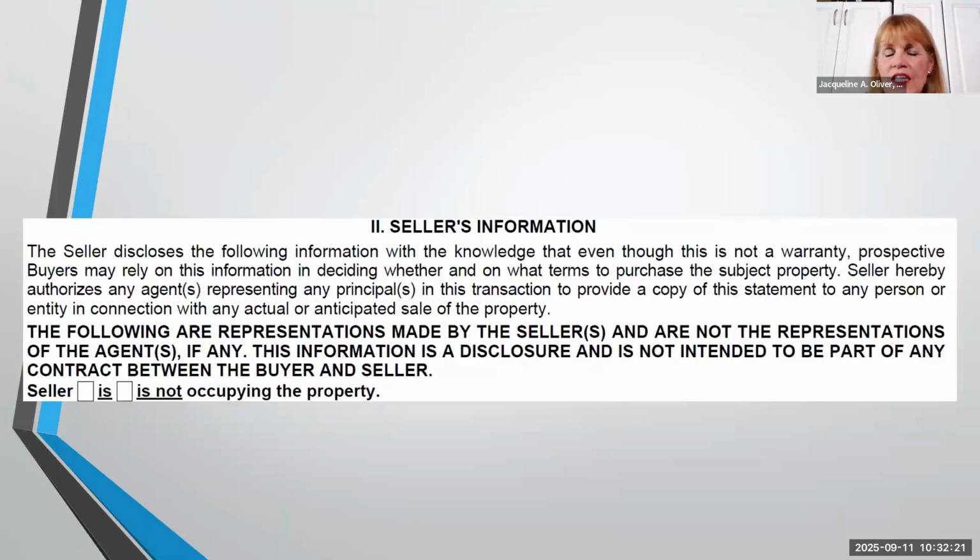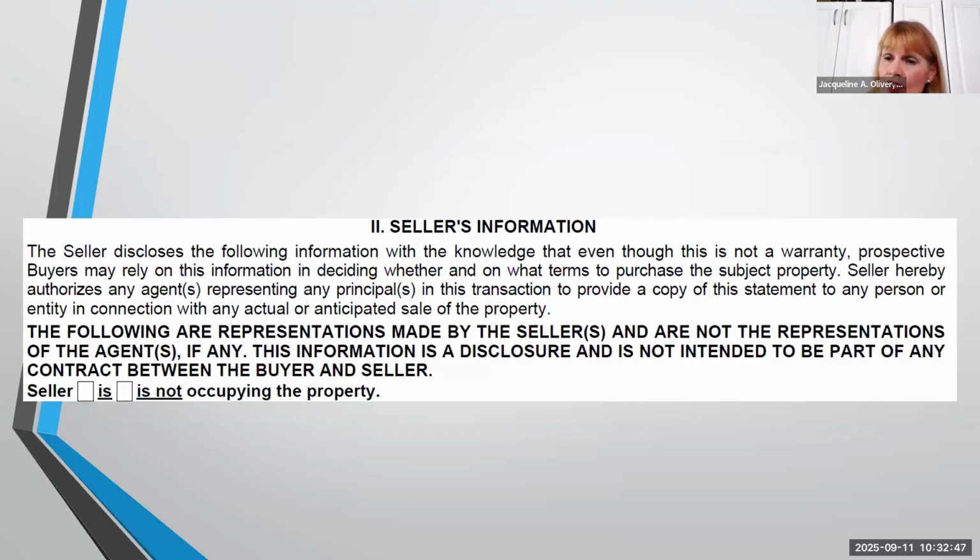Okay, section 2 of the TDS is the seller's information. And what I'm trying to point out here is that they say seller discloses with the knowledge that even though this is not a warranty, the buyer may rely on this information in terms of purchasing the subject property.